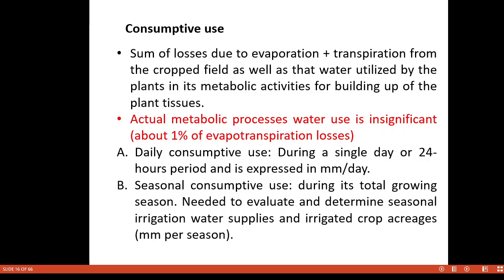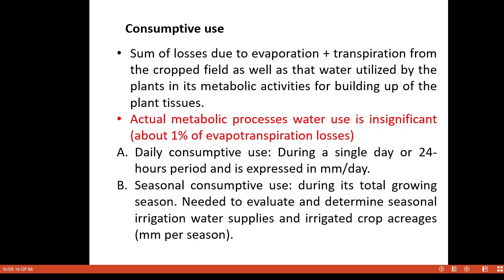So actually the metabolic processes use a significant amount of water, which accounts for only 1% of the whole evapotranspiration losses. That's why when you want to calculate the amount of water being needed by a particular plant, the metabolic losses are not included. We just take the evapotranspiration losses because these are more than the amount of water which the crop really uses for its metabolic processes.